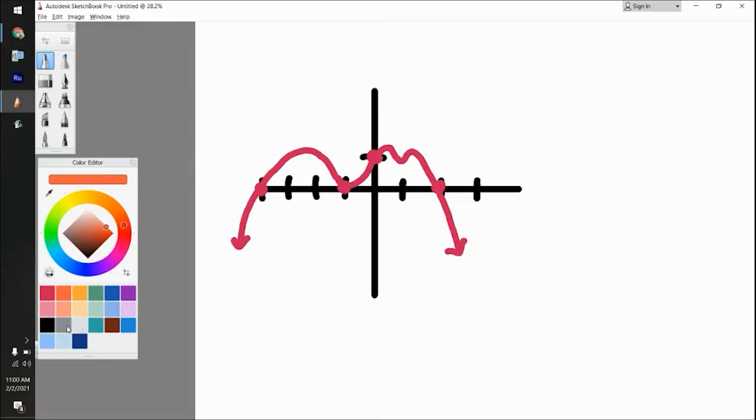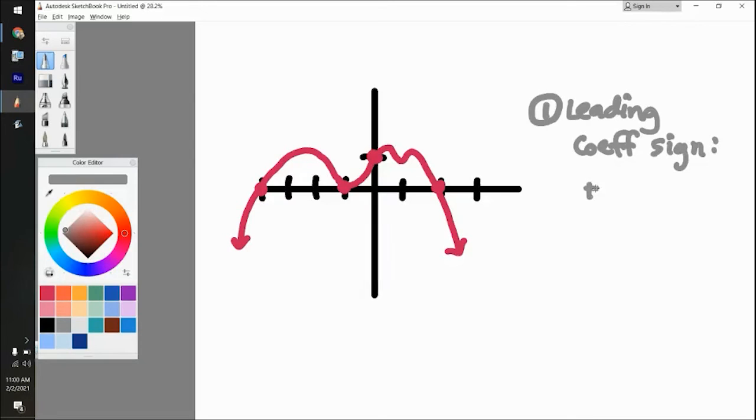All right, so the problem would ask something like, number 1, what is the leading coefficient's sign? Is it positive or negative? So leading coefficient sign. Is it positive or negative? You would just circle one or write one down, I mean.